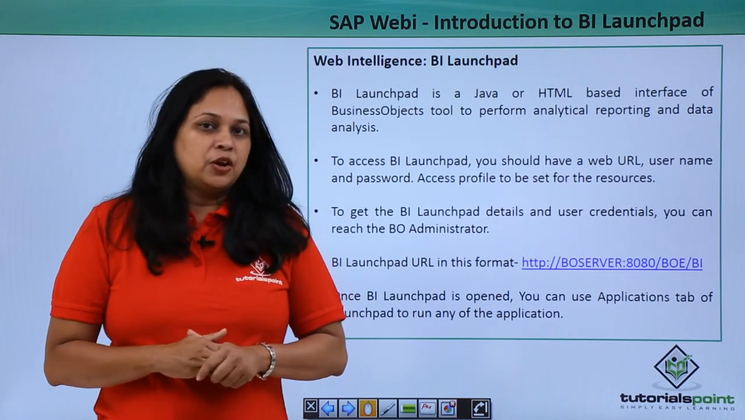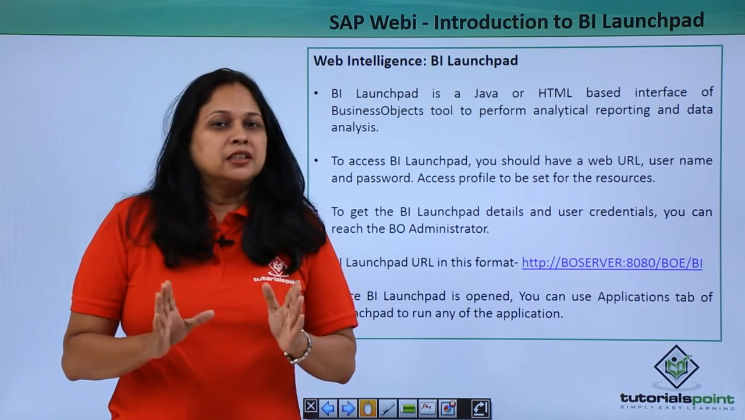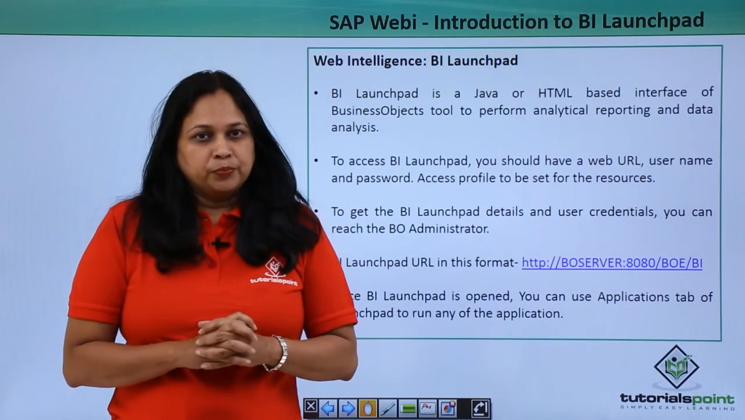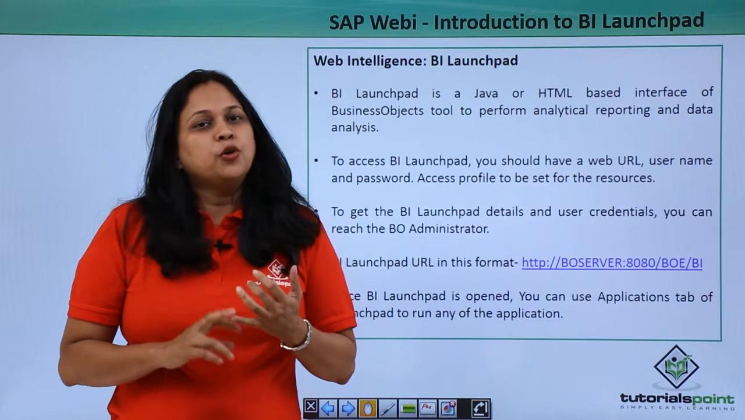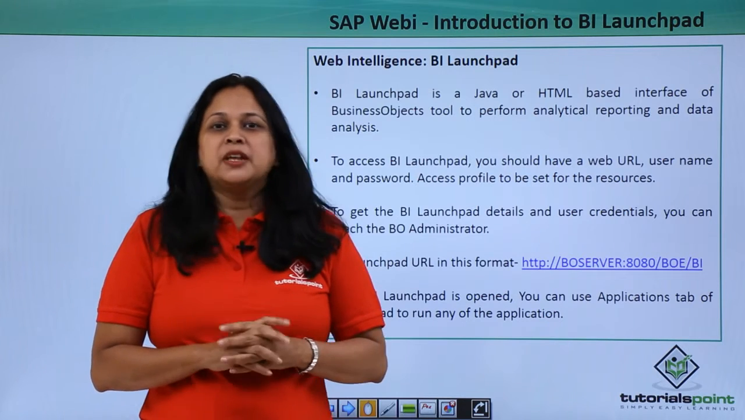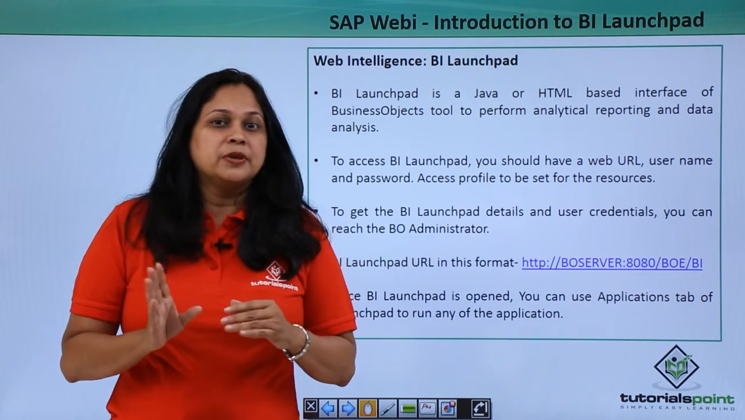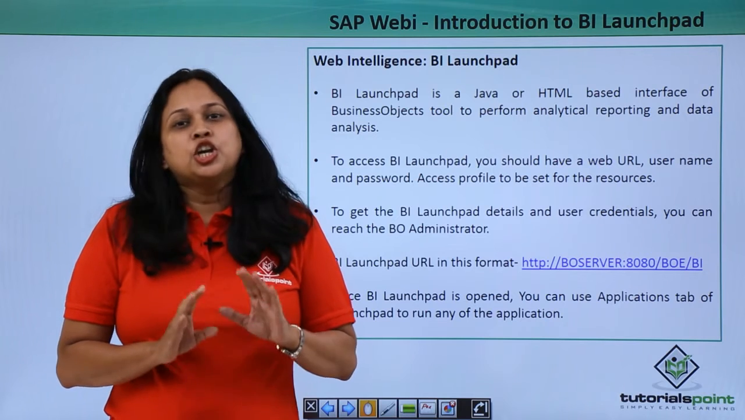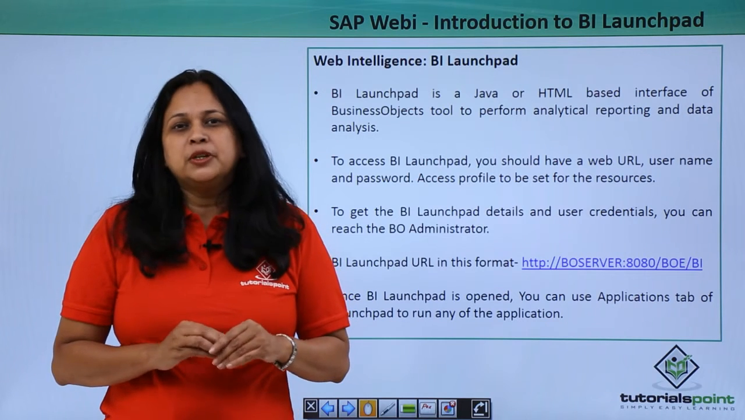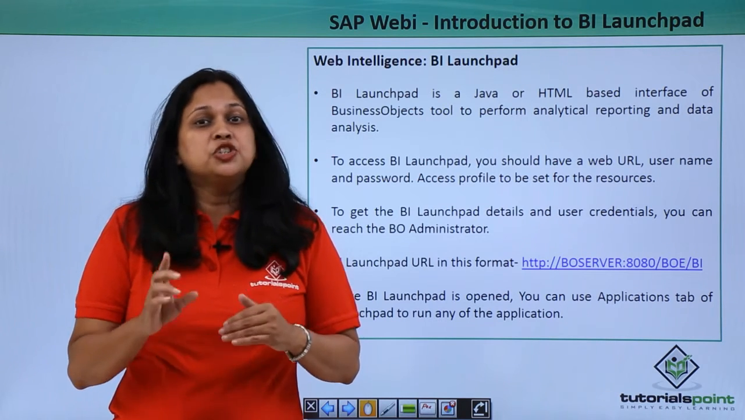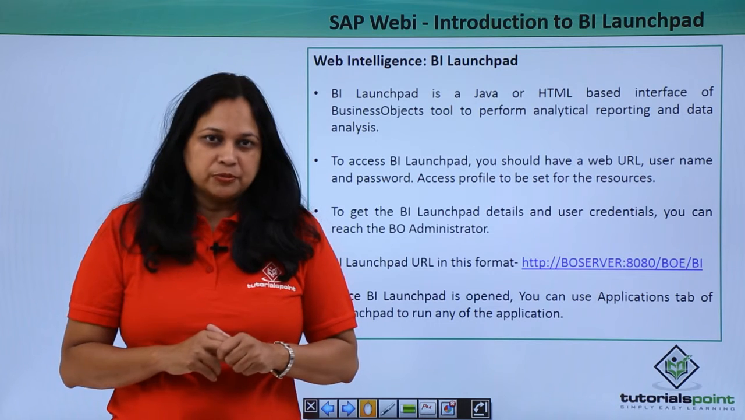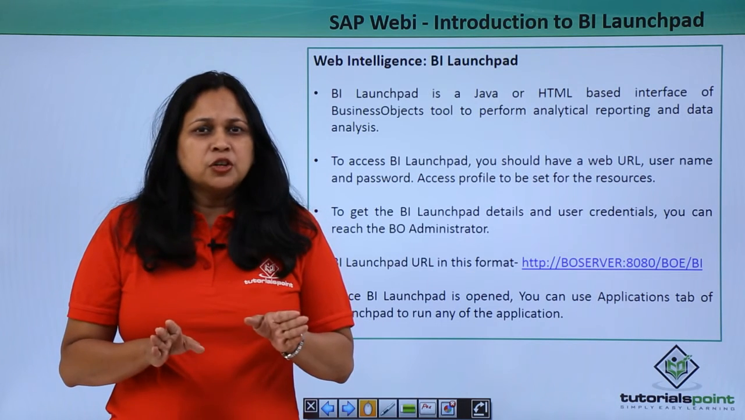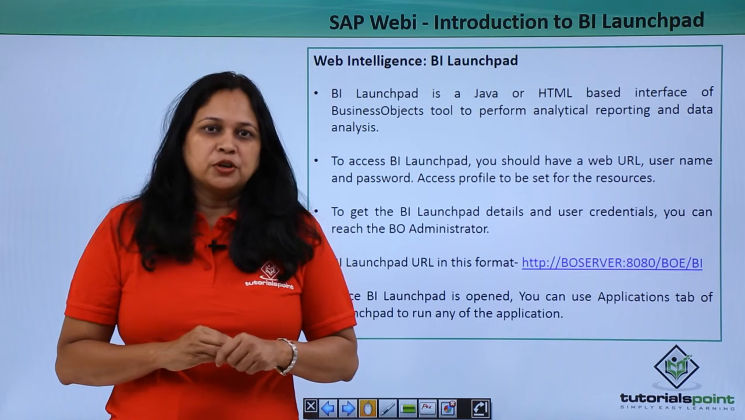When you open BI Launchpad, you can see the following tabs: Home, Documents, and Open Other Documents. Home displays recent messages, alerts, documents, and applications that can be done. Documents displays the available documents and folders, making it easier to view, organize, and manage the documents. And Open Other Documents displays each open document.